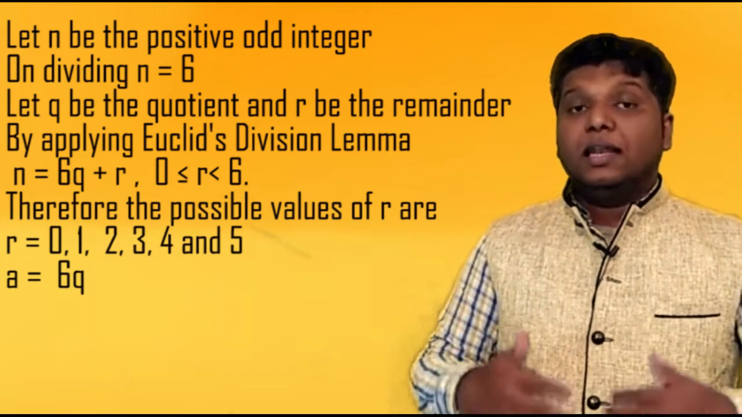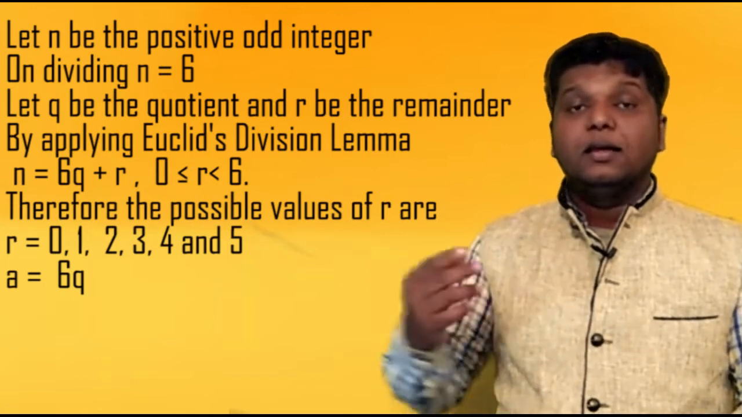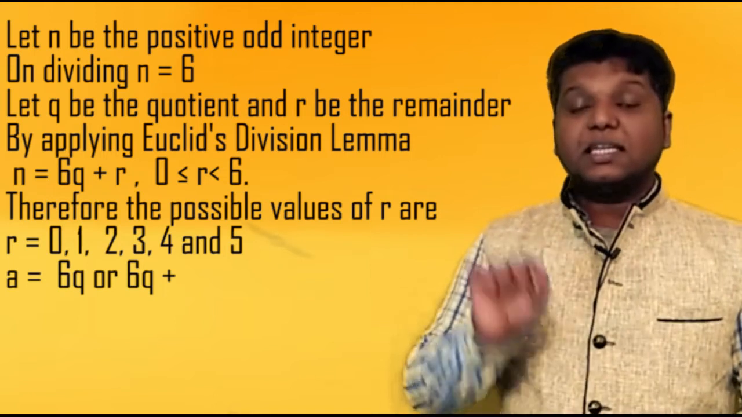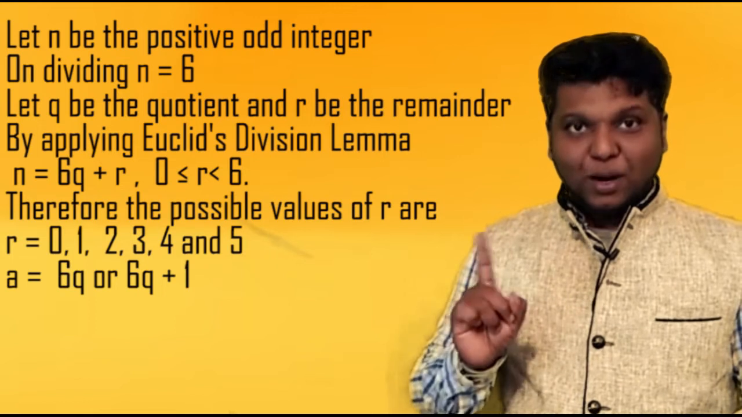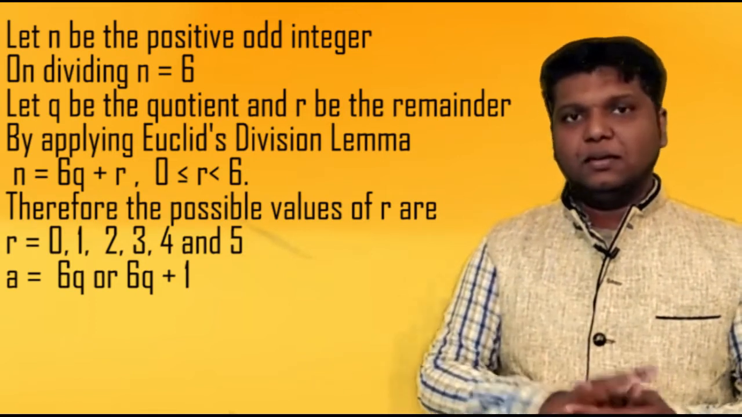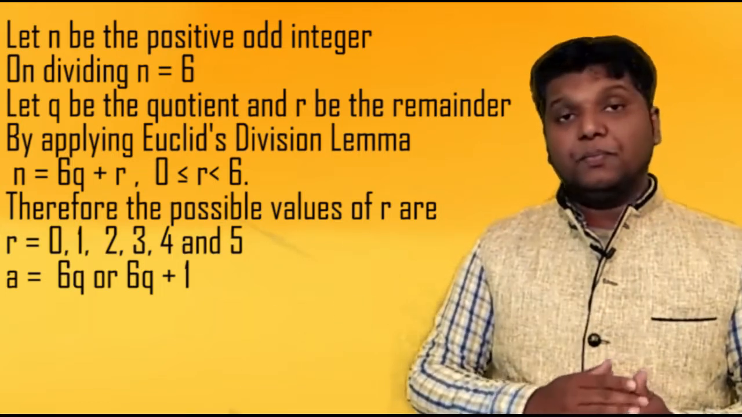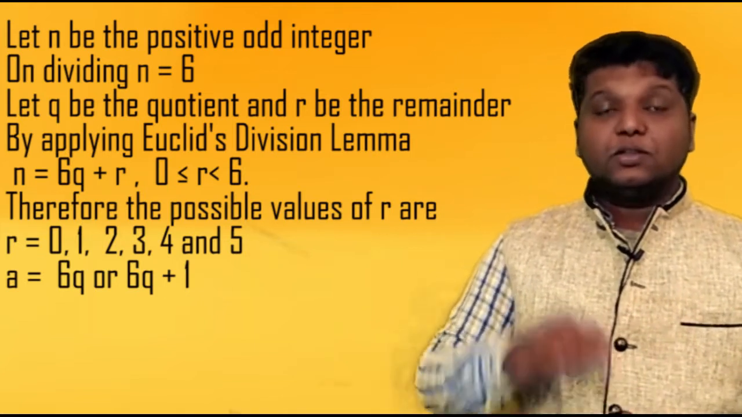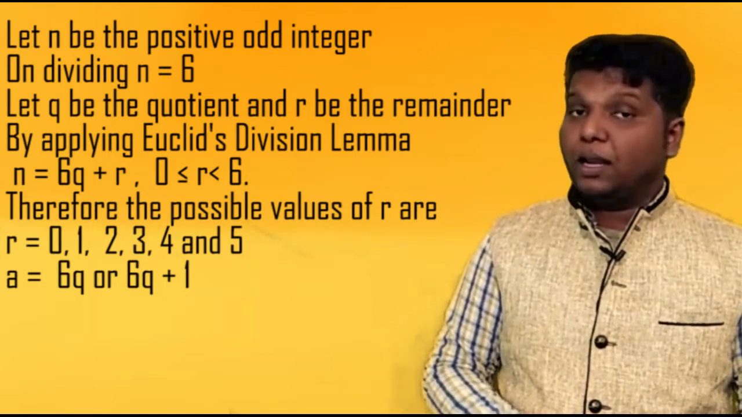What about the next value? When r is equal to 1, what will happen to that equation? n is equal to 6q plus 1, because we are substituting the value r equal to 1 into this equation. That's it, nothing more. Now let us substitute the next value, r is equal to 2. When r is equal to 2, what happens?